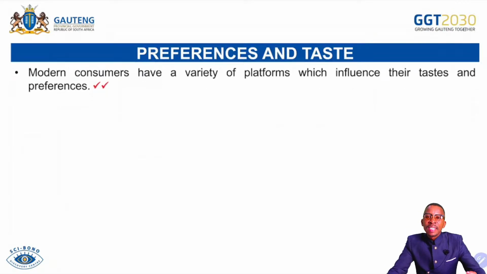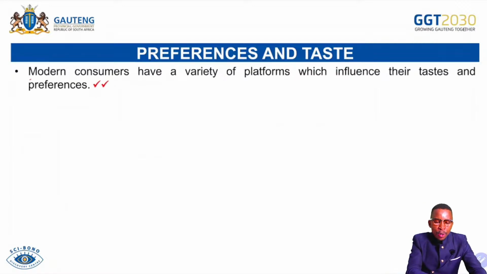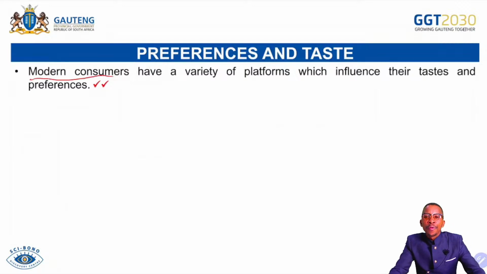So preferences and tastes differ from person to person and even from country to country. Lifestyle is different. It's not the same from person to person. People prefer different things for their own basic lifestyle. So we know that our modern consumers are exposed to a variety of platforms that allow them to have different tastes and preferences. We talk about social media. The media is there to expose us to different things that are available across the world, which allows us even to purchase goods online from different countries.